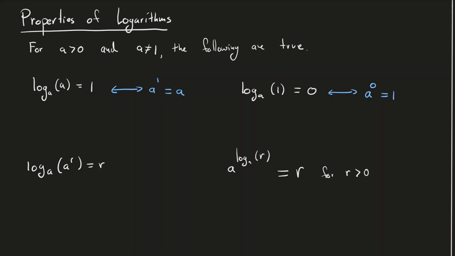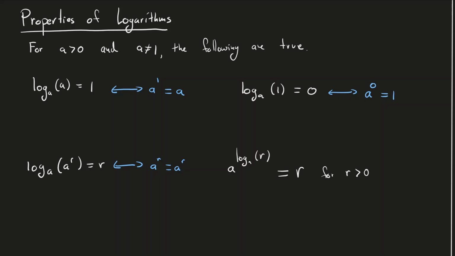Now, what about the next two? Log base a of a to the r. Well, this is considering the fact that these are inverse functions. So if we plug one into the other one, you're going to get the value you initially plugged in. So that's one way of viewing it. Alternatively, log base a of a to the r as an exponential equation is just a to the r is equal to a to the r. It's kind of redundant there, but the basic idea is simple. What power of a gives us a to the r? And the answer is r.